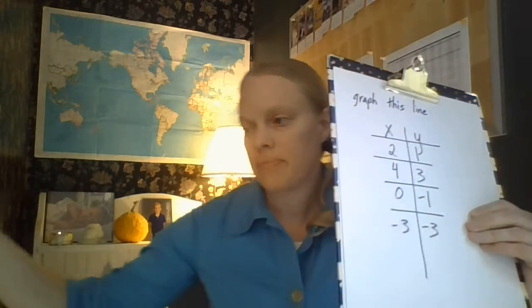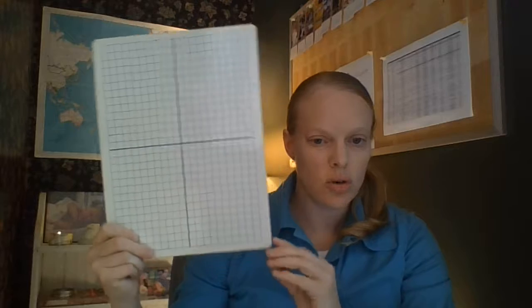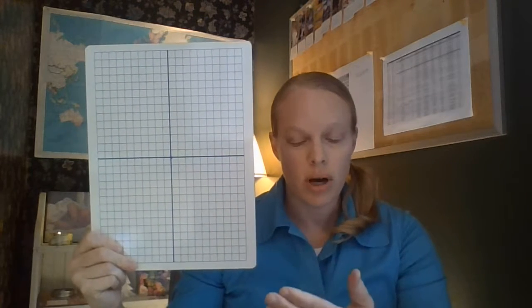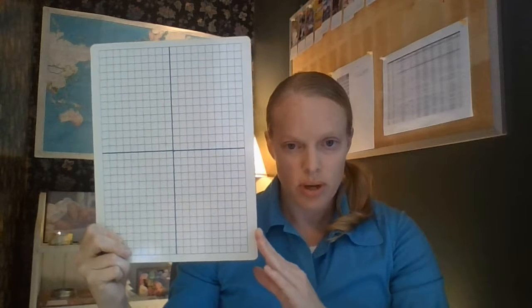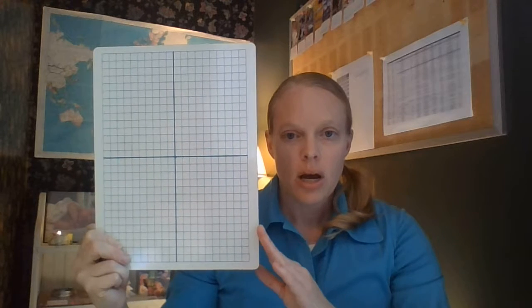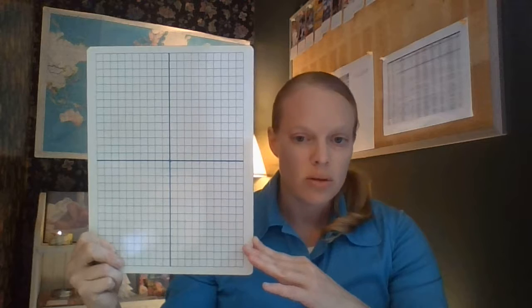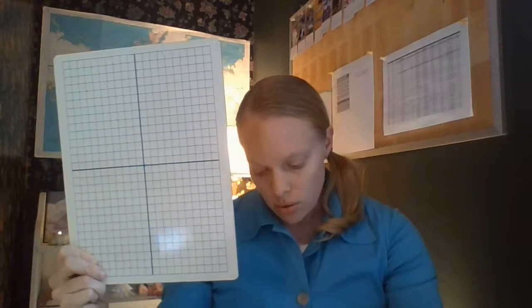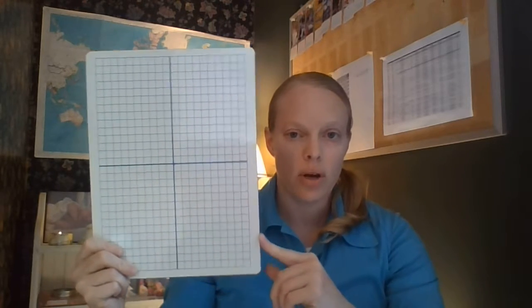Okay, so this is a coordinate graph right here. It's a grid, and you'll have one on the computer, online. You'll have it on paper sometimes. I'm using a little whiteboard today so I can show you. I'm going to make my own so that you understand why the X is called the X and the Y is the Y and what's negative and what's positive. So the first thing I'm going to do is label my coordinate graph.